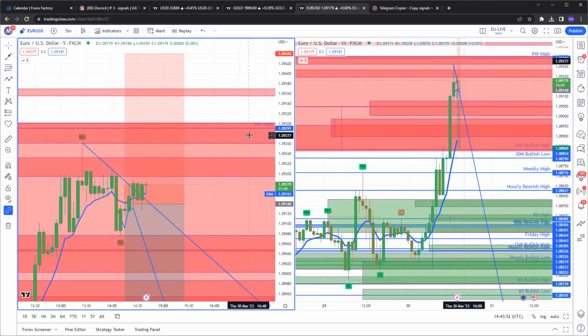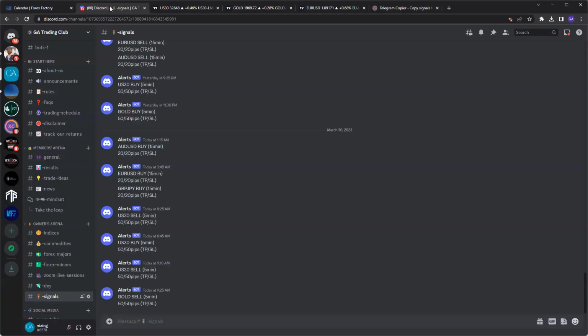The other thing that can help this trade in this situation is if we get a 5-minute sell signal on EU, because if we go to our signals, I think previously we had an EU buy signal. Look at this. We had a buy signal today at 3:45 a.m.